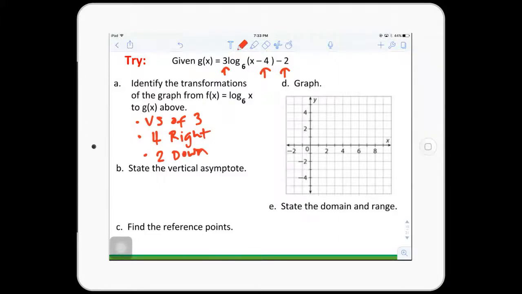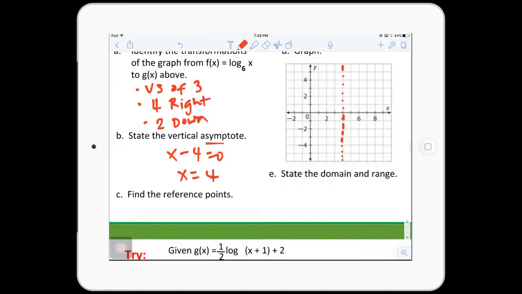And the next thing is a vertical asymptote. We have x minus 4 equal to 0, and x equal to 4 is going to be our vertical asymptote. So we're going to draw the vertical asymptote just like that. And while we're here, we can actually go ahead and use the reference points next to find the equation.